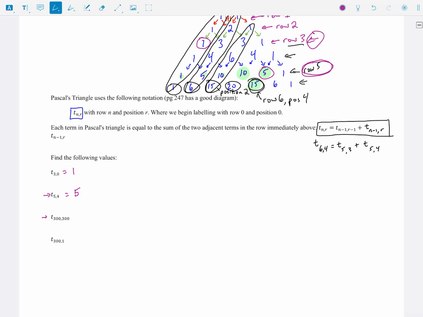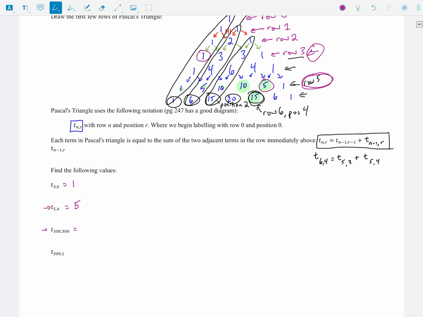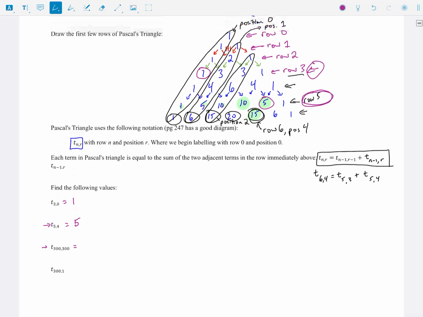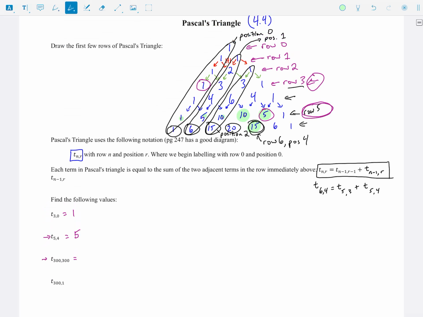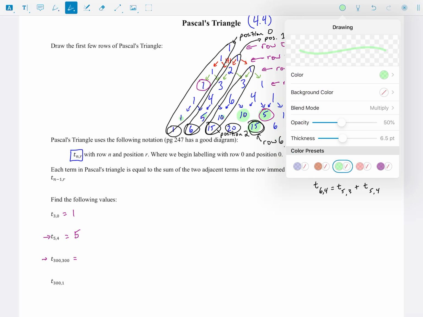All right, we're getting tricky here. T of 300 comma 300. All right, how am I supposed to know the 300th row? This is ridiculous. All right, maybe there's a pattern we can find. Let me grab this highlighter again. I'll change the color.